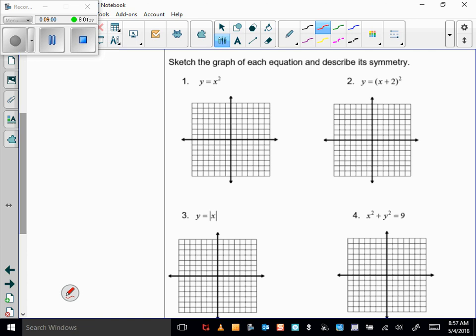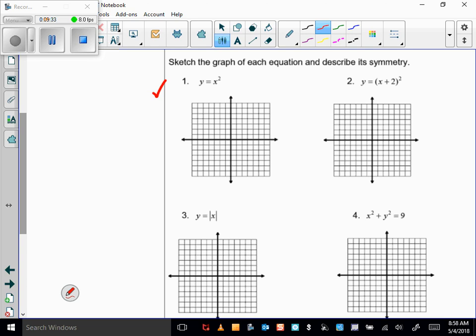Okay, let's see what we got here. Sketch the graph of each equation and describe its symmetry. You know what? I'm going to actually save these for you to do. I want you to graph all these on the little grids I've provided and then tell me what kind of symmetry each one of these figures has. So I want you to pause right here. I'm not going to put the solutions up because it's been a while probably since you've seen a graph of this. I want you to graph it yourself.